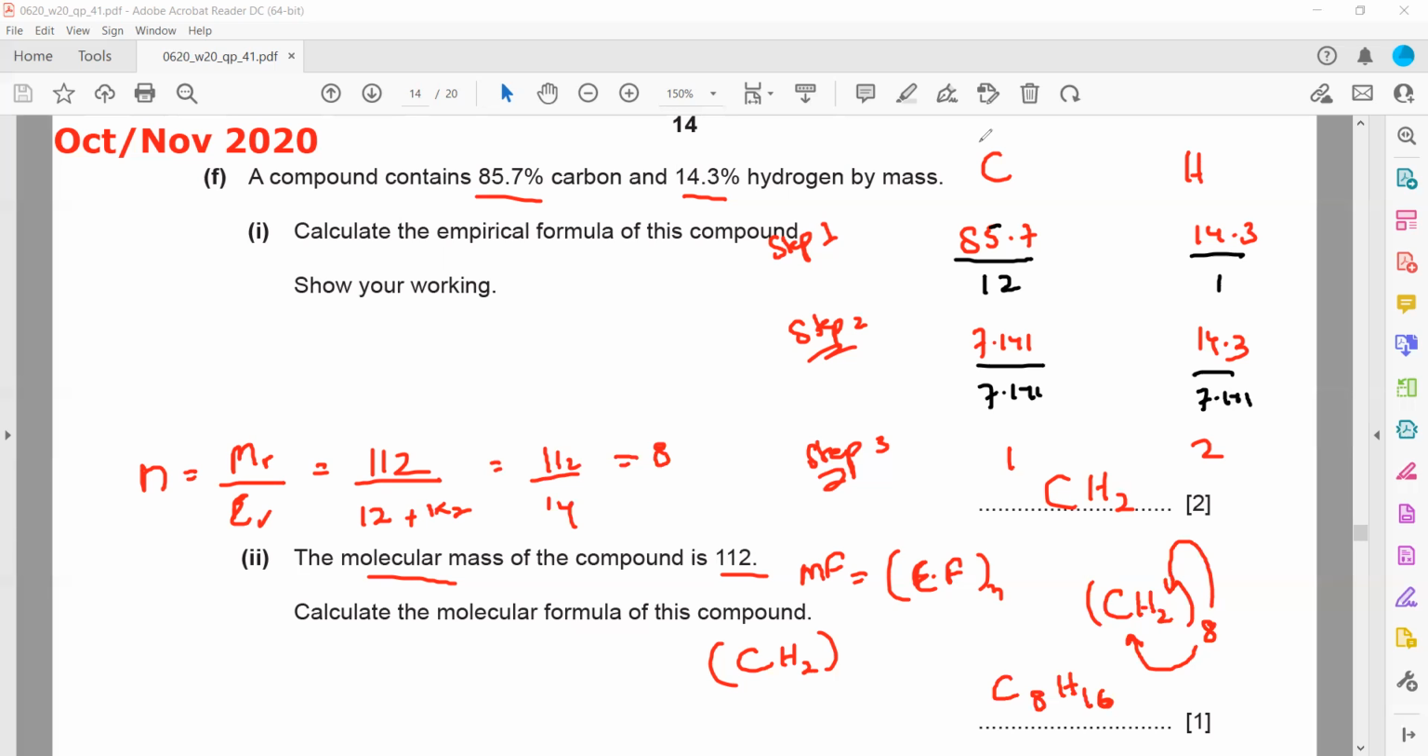So using the percentage by mass, first we divide by atomic mass, then we divide by the smallest value, and then either we have to round off in this step 3, or we have to multiply by a specific number so that we get the simplest ratio in whole numbers. So that was the empirical formula. From the empirical formula multiplied by n, we got the molecular formula.